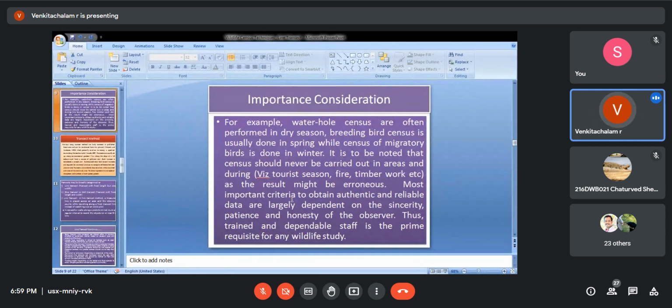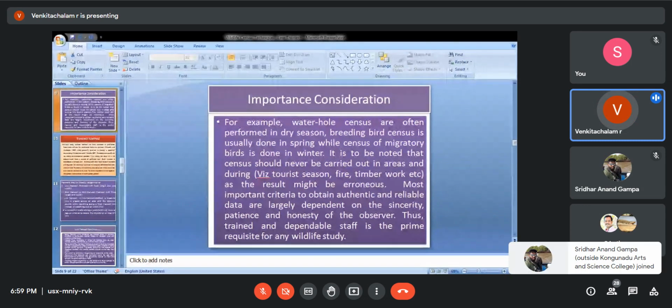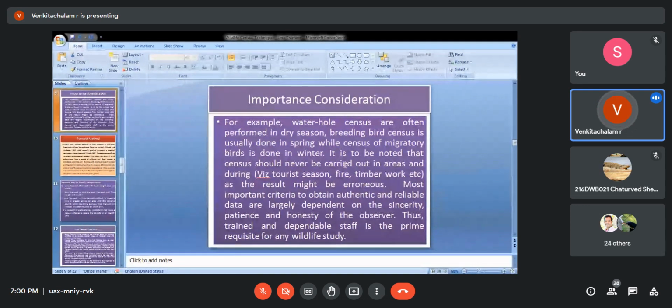It will be performed during the dry season only, when animals used to come to the waterfall. The photographers mainly choose the summer months for recording. And the census is also carried out during the dry season at the waterfall. Breeding bird census is usually done in spring, while census of migratory birds is done in winter, because during the winter we get most of the migratory birds from across the globe.